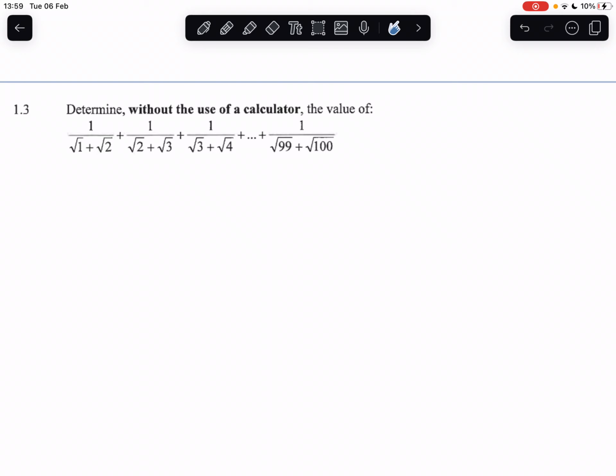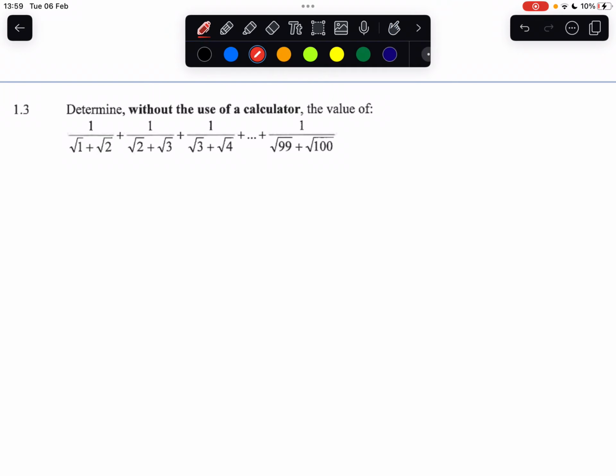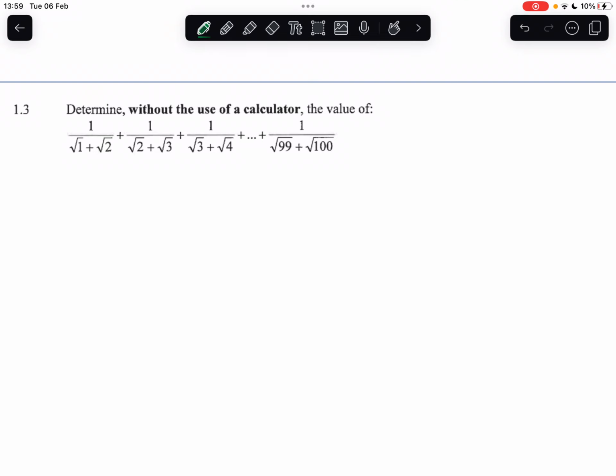So yeah, I'm just going to start there. I'm just going to start by rationalizing. I don't know how I feel about red. Maybe let's go green. So 1 over root, what is happening?